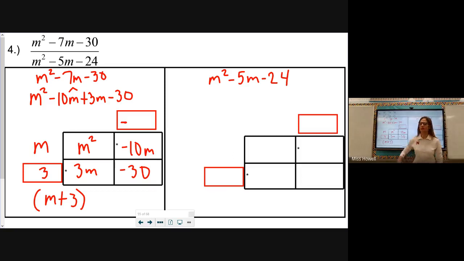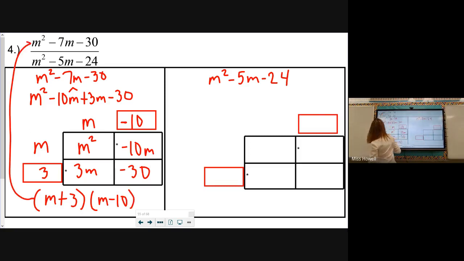I do the same thing with the columns. This m squared and 3m both share an m, and negative 10m and negative 30 share a negative 10. So m minus 10 here. All right, this whole thing is going to go back and be our numerator. So we got to do that same thing now for our denominator.